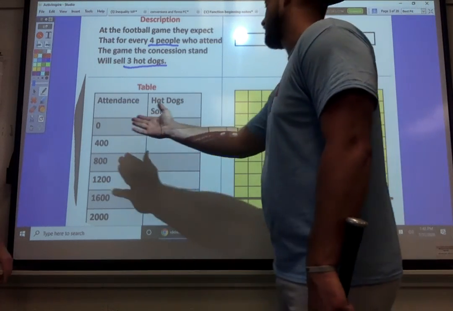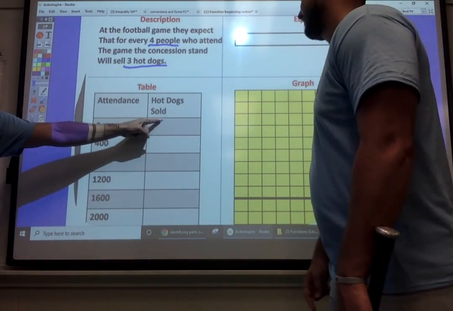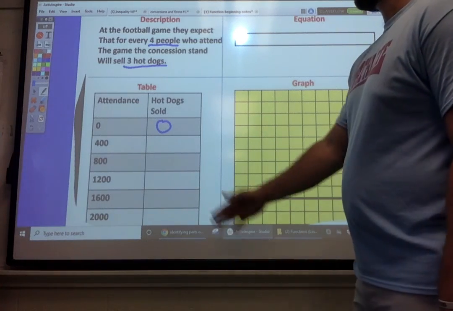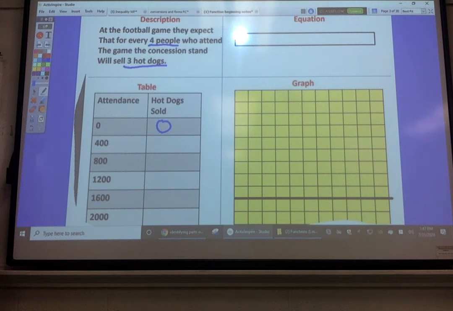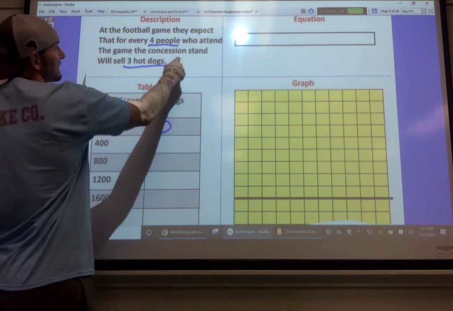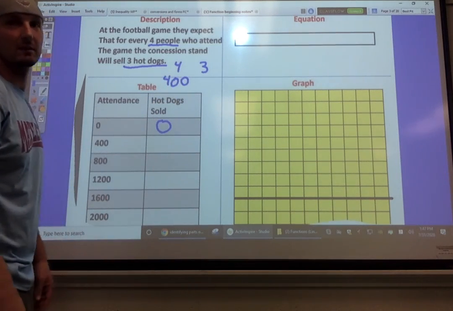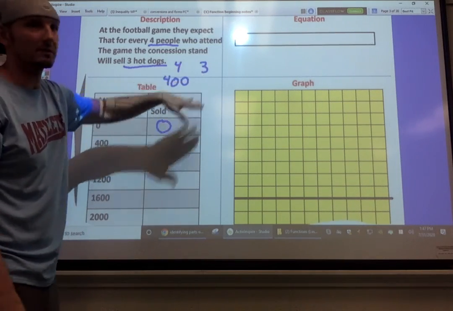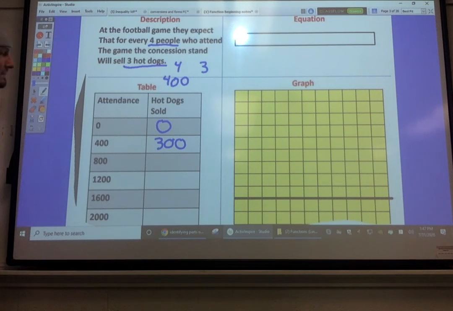So, if there are 0 people in attendance, what do you think's going to happen? 0. Okay, so next one, we got 400 people. So for every 4, we're going to sell 3 hot dogs. Well, normally that'd be 4 and 3. Well, they jump straight to the 400. Well, if that's 100 times, this should be scaled the same, so that should be 300. So it's still keeping that 4 to 3 ratio.